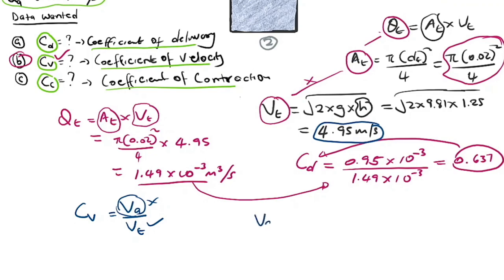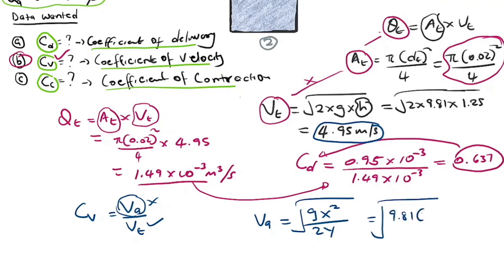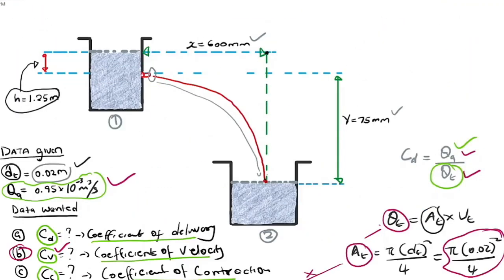We use this formula. Actual velocity is equal to the square root of g times x squared divided by 2y. That's the formula to find the actual velocity. So when you substitute here, it's 9.81 times the horizontal distance, that distance they are looking for. It is x is equal to 600 millimeters. Then you convert it to meters. It is 0.6 meters.